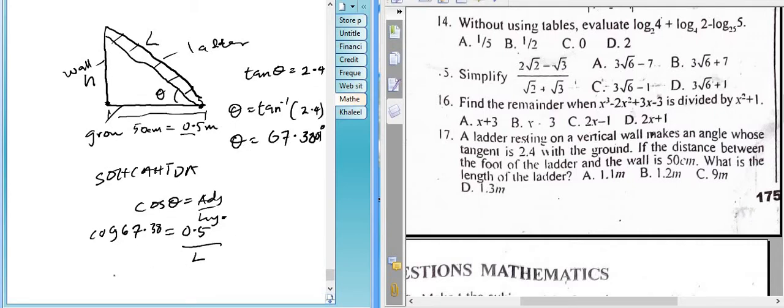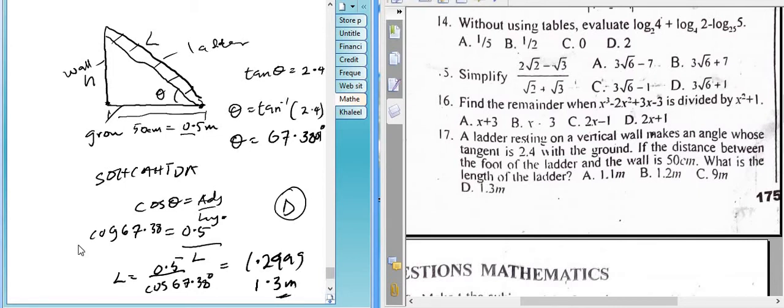So by cross multiplying to find L, we can say L is 0.5 divided by cos of 67.38 degrees. By pressing this on the calculator, we get something like 1.2999, which is equal to 1.3 meter. So the correct option is D, that's 1.3 meter.